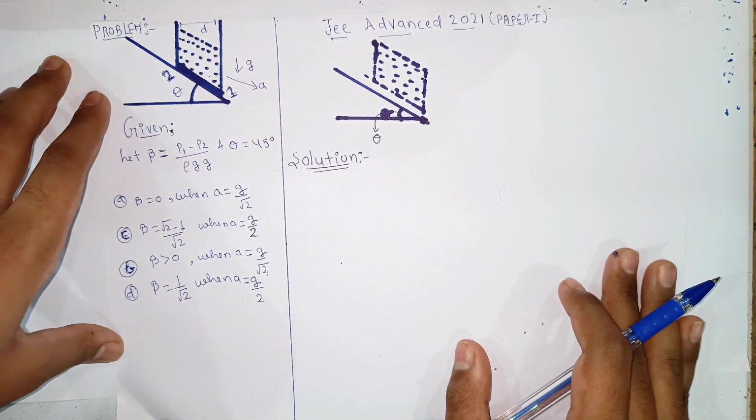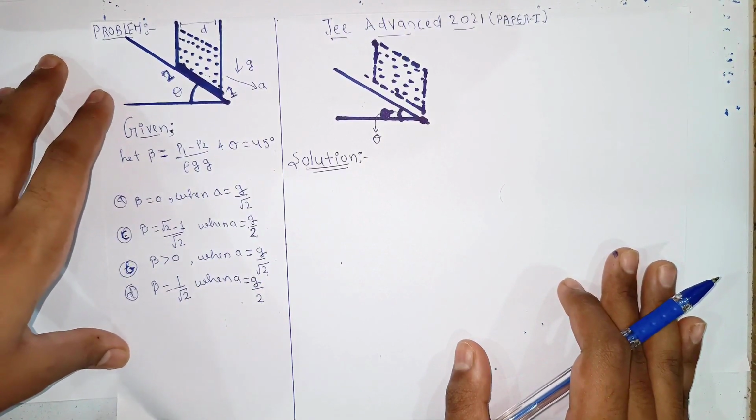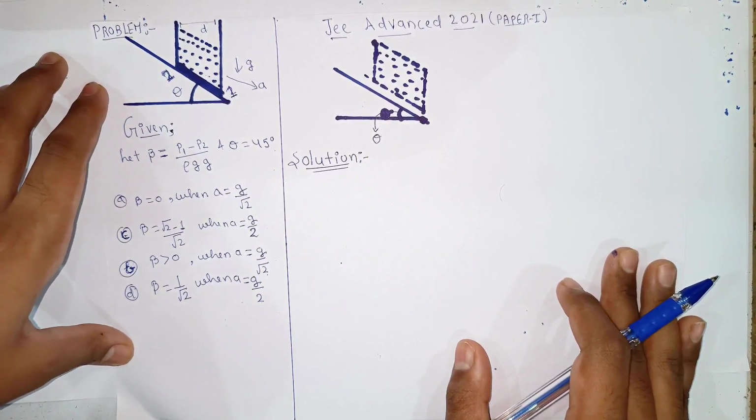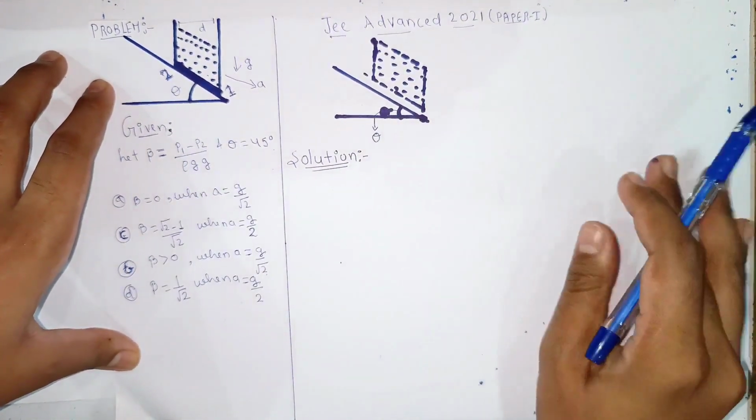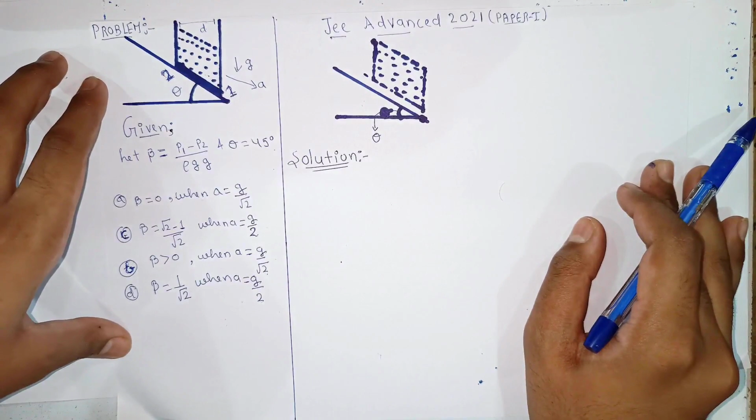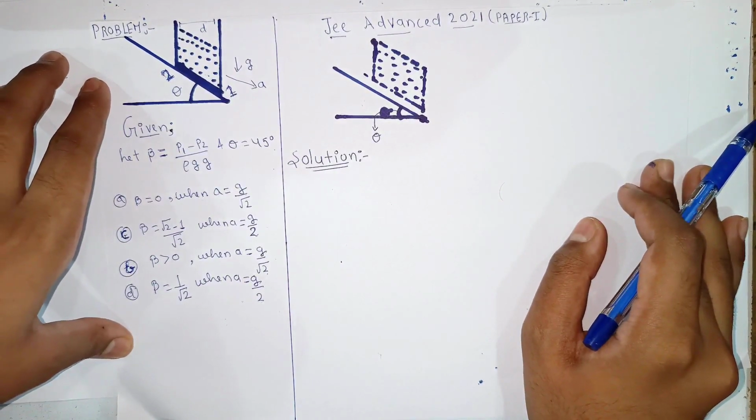Now let us take another problem. It is quite similar to the earlier one. This is the problem which was asked in JEE Advanced 2021 paper 1. So let us quickly analyze the situation.